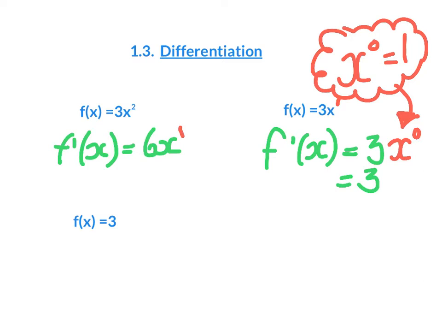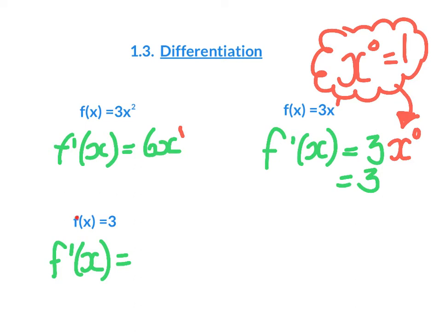In this example, the second example, the derivative is a constant, so that means it's always going to be 3 regardless of what x is. That means our gradient is always going to be the same. And that's because this function here, f of x is equal to 3x, is a linear function. It's a straight line. So the gradient will be the same all through the function.